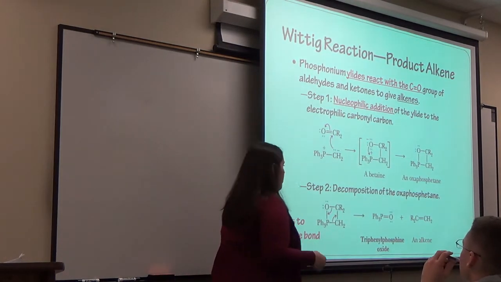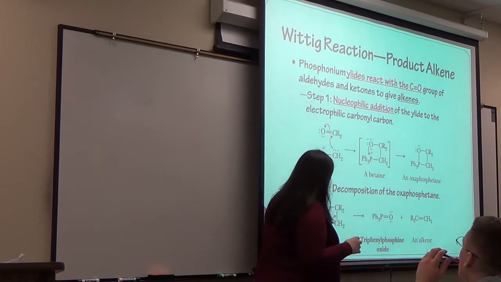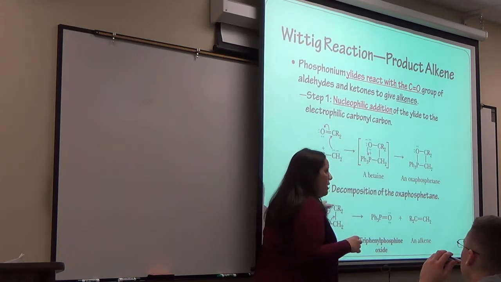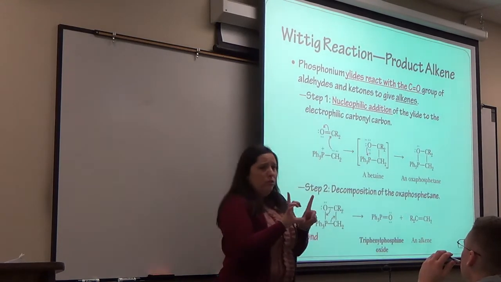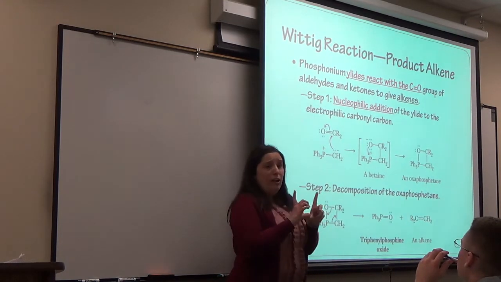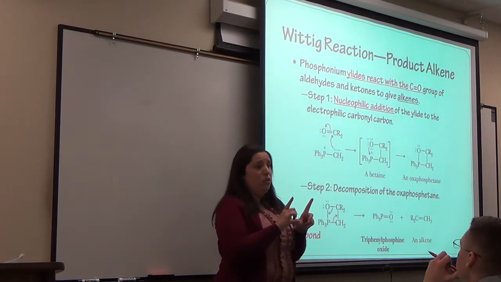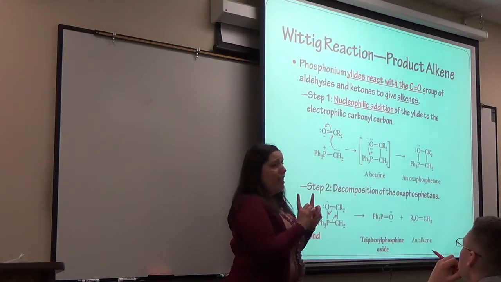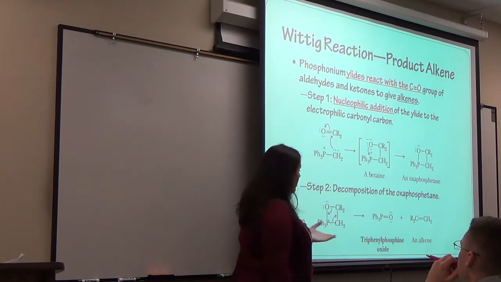Or they call it decomposition of the intermediate, because this isn't a very stable molecule. Remember cyclic compounds, 3 carbons, 4 carbons, 5 carbons. Their angles are not very close to the ideal 109.5, so there's a motivation to break that cycle. So that's what's going to happen here.